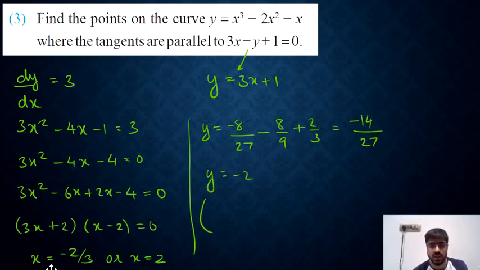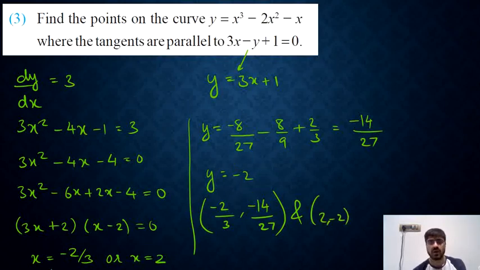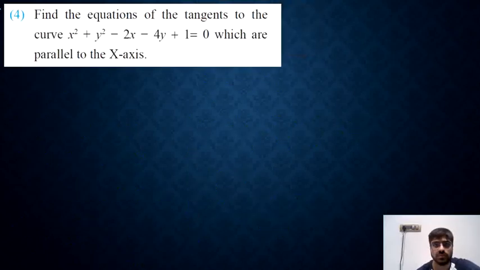So the required points are minus 2 by 3 comma minus 14 by 27, and the other point is at x equal to 2, y is minus 2, so 2 comma minus 2. Yeah, that's how we are answering the third question. Let's continue with sum number 4. Find the equation of tangents to the given curve which are parallel to the x-axis.